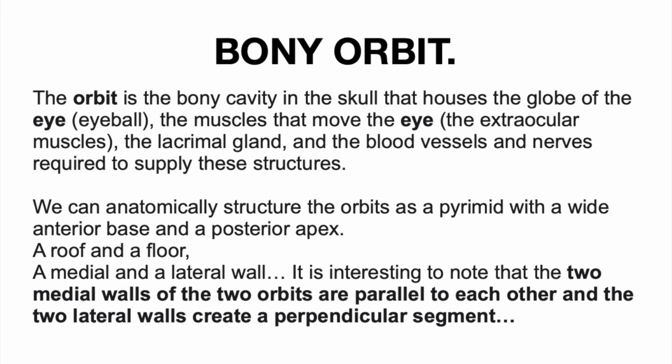We can anatomically structure the orbits as a pyramid with a wide anterior base and a posterior apex, a roof and a floor, a medial and a lateral wall. It is interesting to note that the two medial walls of the two orbits are parallel to each other, and the two lateral walls create a perpendicular segment. And as such, the line joining the anterior base and the posterior apex forms the orbital axis.